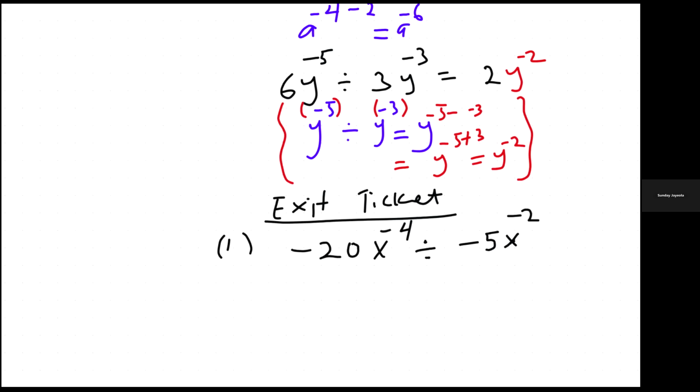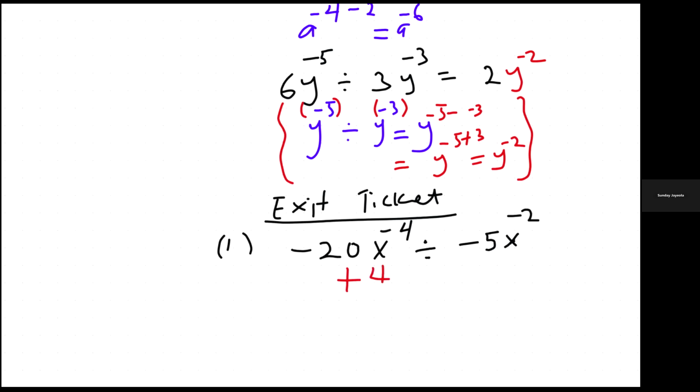The first thing is the sign. What is the sign here? Negative. What is the sign here? Negative. What is negative divided by negative? That becomes positive. The next thing is 20, which is the number, and 5. What is 20 divided by 5? 4. The next thing is your x.